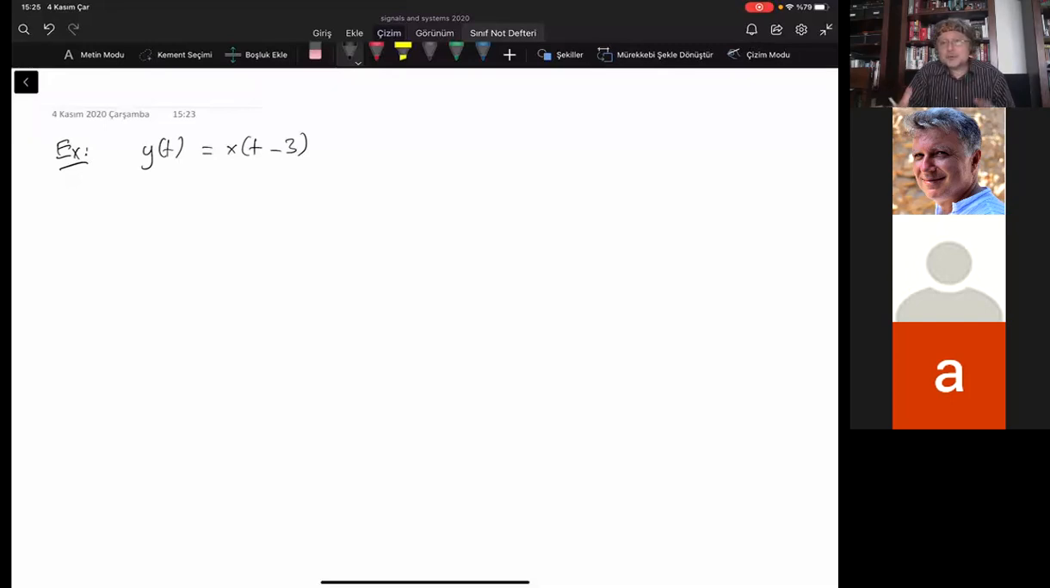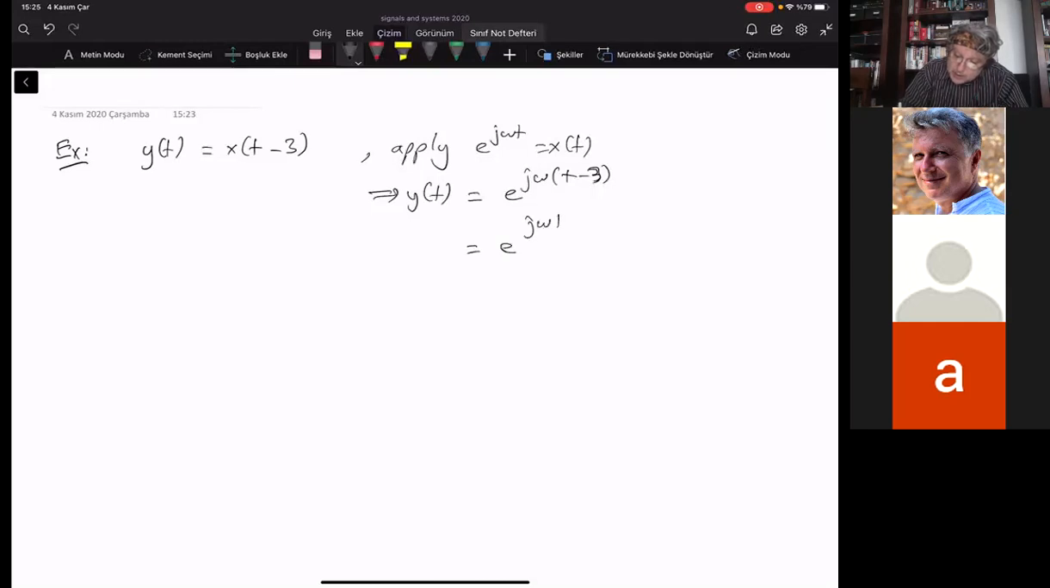It may be a good idea to apply e to the j omega t as the input. This is x of t. Then y of t will be equal to e to the j omega t minus 3. Right? Simple input-output relation. T is delayed by 3, which is equal to e to the j omega t times e to the minus j 3 omega. Now I'm going to write it like this, e to the minus j 3 omega times e to the j omega t.